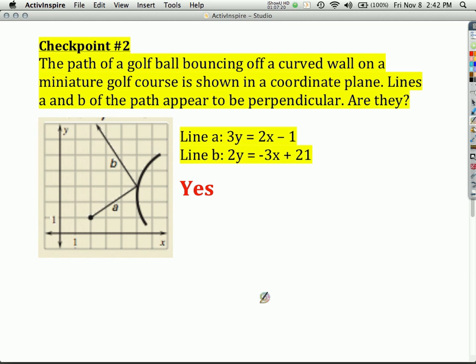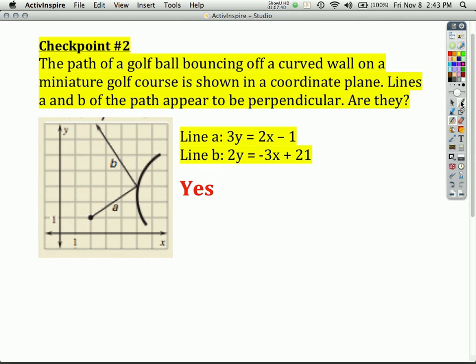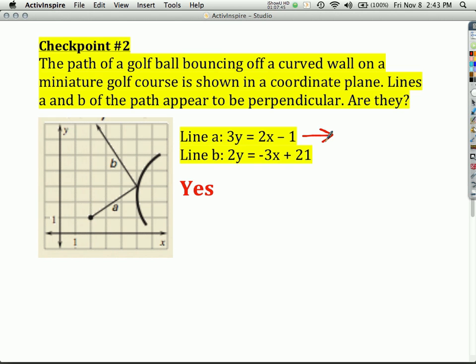I threw a wrench into the works. I asked a question that was completely unlike any question you've seen so far today. Could someone tell us what you needed to answer the question? Catalina? You needed the slopes, that's right. Sebastian, did you say yes? Okay, how did you figure it out? For line A, I divided everything by 3. Very nice. And you got y equals 2/3 x minus 1/3 when you divide everything by 3.